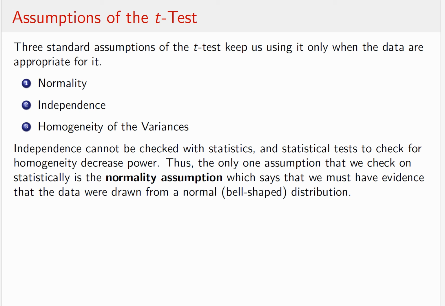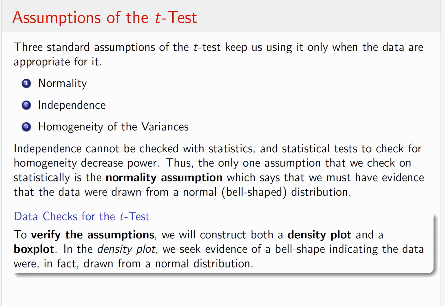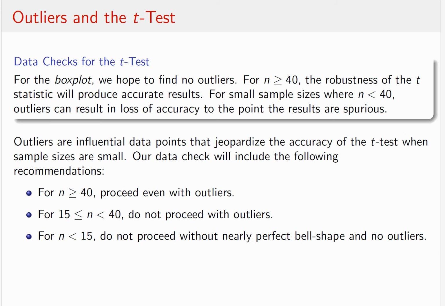Also, we do have a problem with small sample sizes. Why? Because homogeneity of the variance can be a problem with small sample sizes. Outliers can also contribute to a problem with small sample sizes. Okay, so the data checks for the t-test. What are we going to do? We're going to look at a density plot and a box plot. Density plot, evidence of a bell shape, right? Box plot, we're looking for no outliers, sort of. That's sort of what we're looking for. Okay, so for the outliers, we have different levels at which we check.